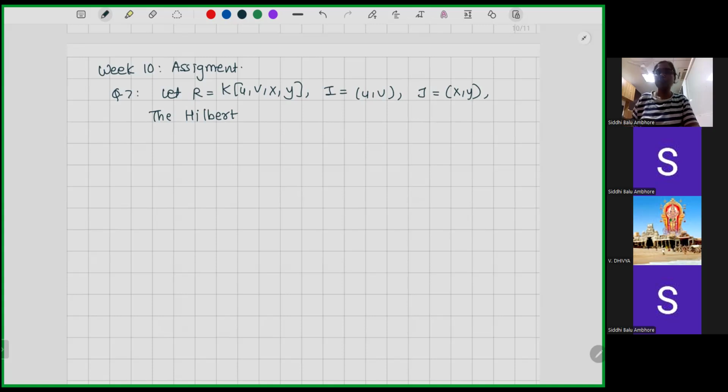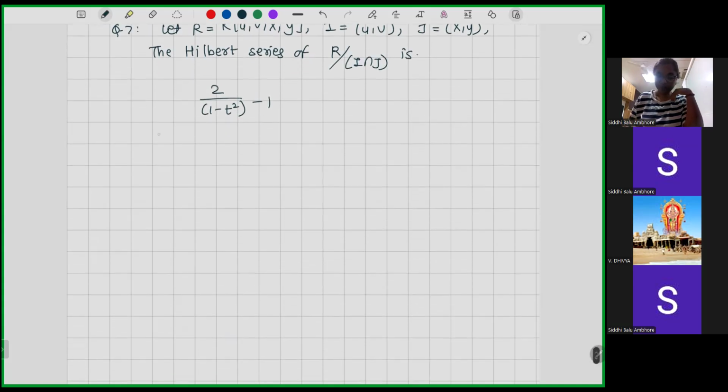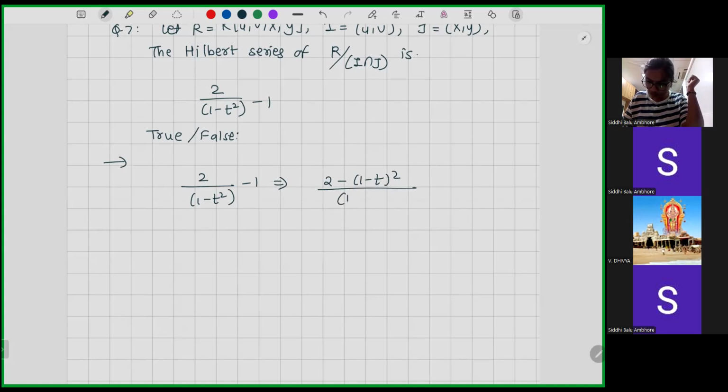The Hilbert series of R mod I intersection J, which you want to find in Macaulay 2, is 2 by 1 minus t square, minus 1. And we have to check for true or false. So before going to Macaulay 2, what is this 2 by 1 minus t square minus 1? This is 2 minus (1 minus t square), whole divided by 1 minus t square.